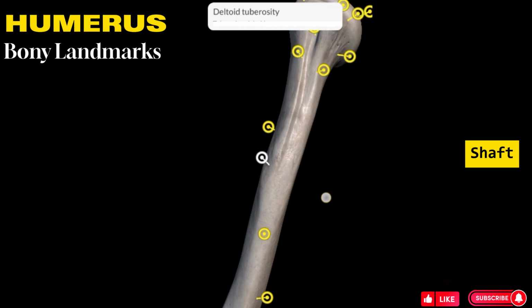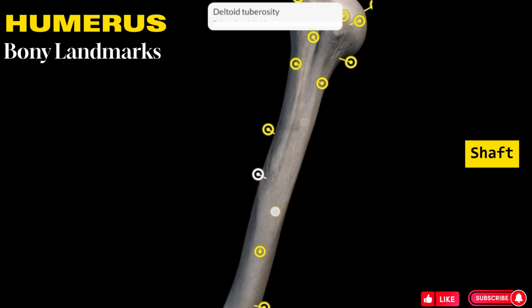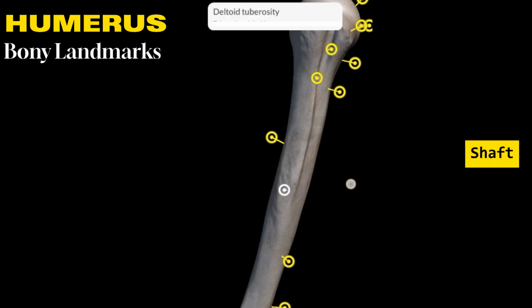This rough projection is deltoid tuberosity. It is present in the middle of anterior surface. It is the area where deltoid is inserted.